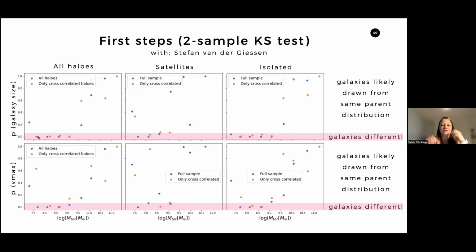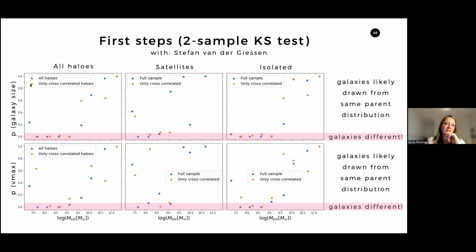And so we looked at, for example, the galaxy sizes of these. Let's focus just on the orange points only, of the cross-correlated halos, so only the halos that exist in both the cold dark matter and the warm dark matter simulation. These are already the full multi-phase simulations, so not just dark matter. So they have the full physics in them.